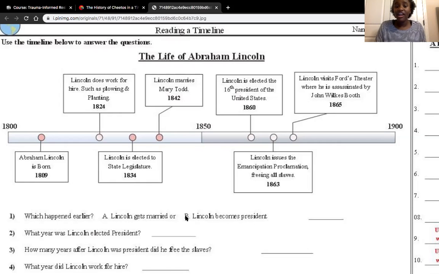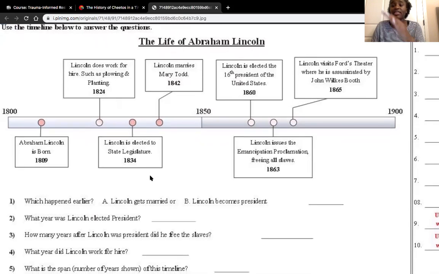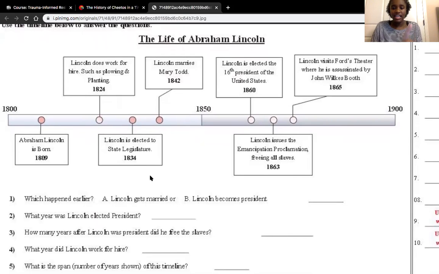But again, if our year was not on our timeline, we can kind of guesstimate. So we can see this one is kind of right in the middle of 1800 and 1850. So I would guess 1820, 1830. Okay. If the year was not on the timeline, but it is on the timeline, 1824.